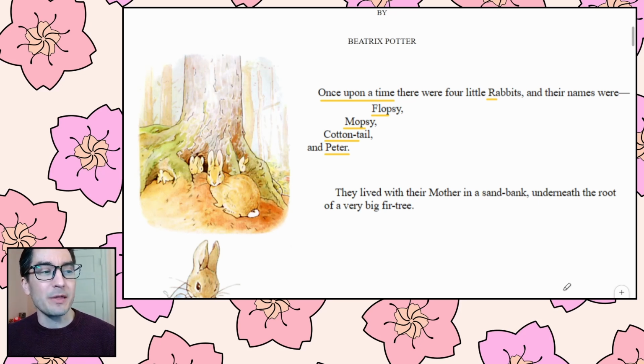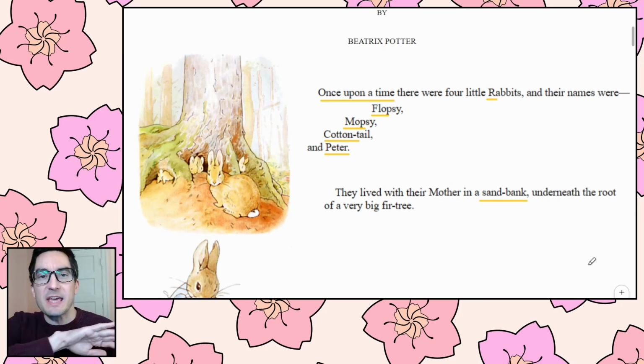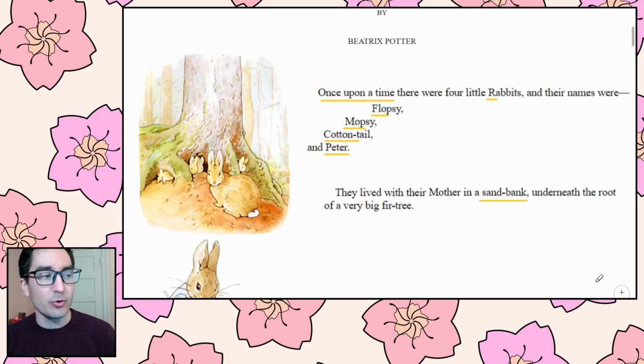They lived with their mother in a sandbank. So a sandbank just means it's made of sand. Like right here is sand. You can't see that. That's yellow on yellow. This here is sand. And it's a bank, meaning a bank is kind of like a curved shape. So like if there's lots of sand in a pile, you could call that a sand bank. Okay? So they live with their mother in a sand bank underneath the root of a very big fir tree.